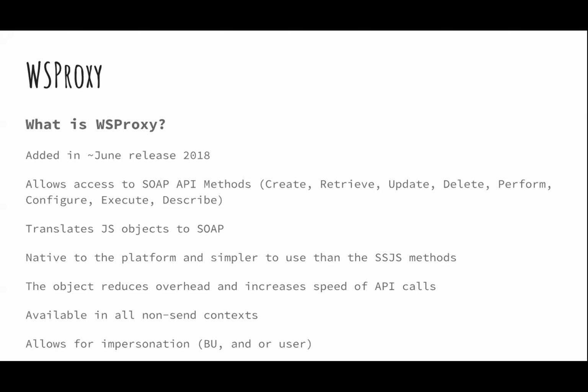So anyway, WSProxy was added in roughly the June release last year. They've expanded a little bit on that over the last few releases, I think, in little ways. It allows you to access SOAP API methods, so create, retrieve, update, delete, perform, and so on.